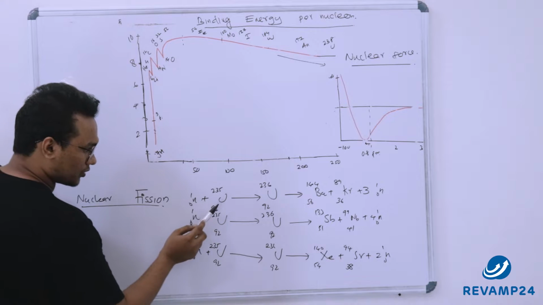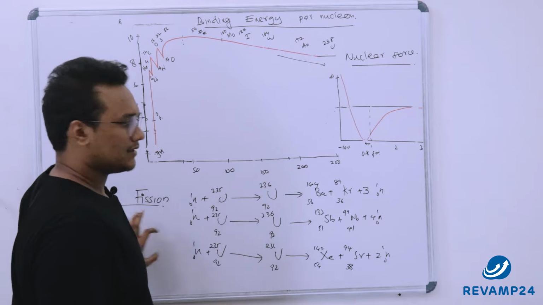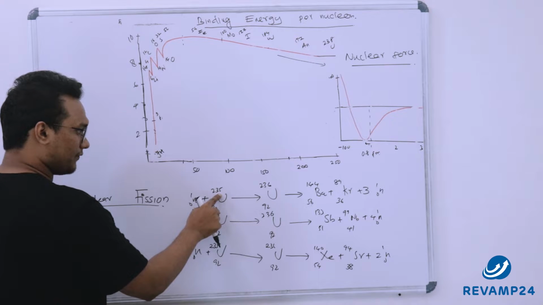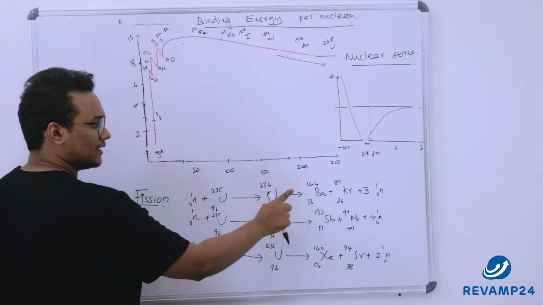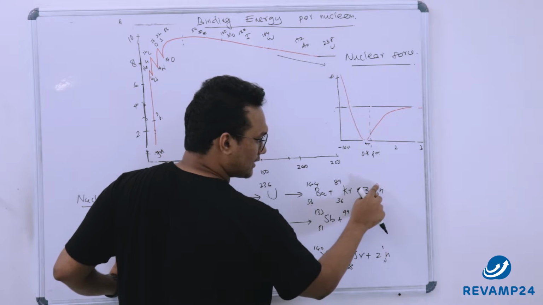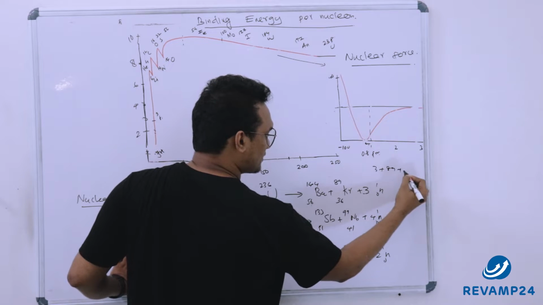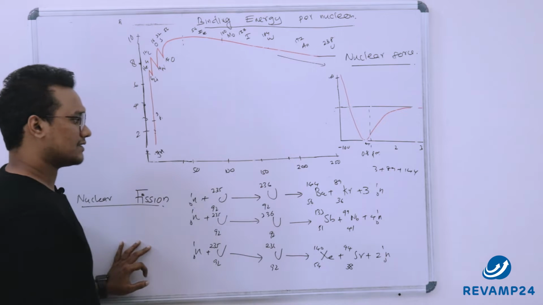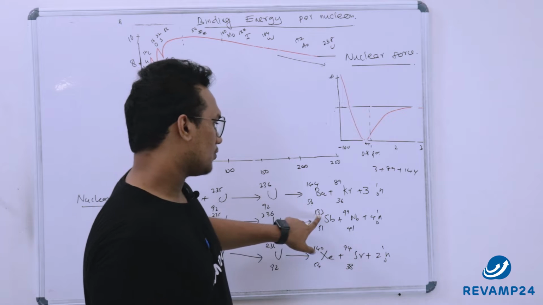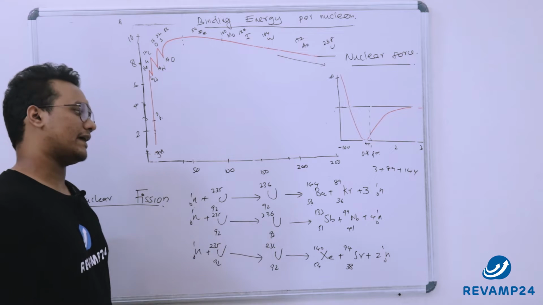So how will you get this equation? Here the number of protons is 92, so it has to be balanced here. 56 plus 36 is 92. And on the top, 235 plus 1 is 236. Here also 144 plus 89, and how many neutrons are there? 3 neutrons, so 3 into 1 is 3, plus 89 plus 144 gives you 236. Similarly here, 1 plus 235 is 236, which equals 133 plus 99 plus 4 into 1. So similarly, balance your reaction.